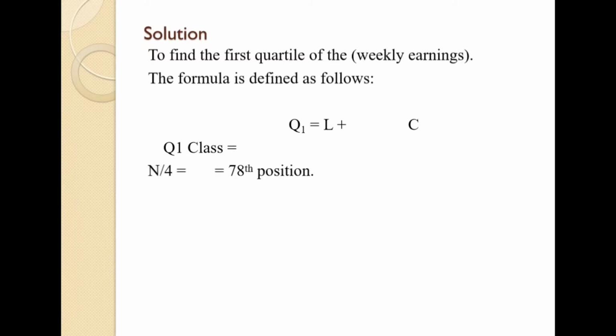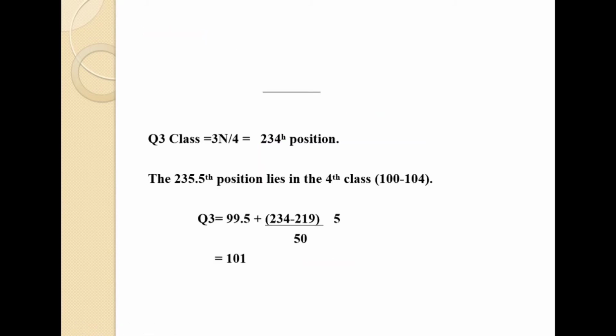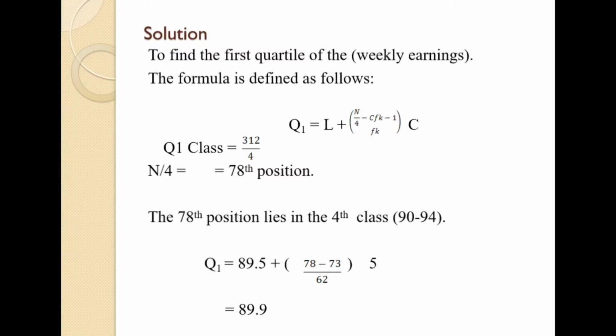Remember that the formula for the quartile still remains Q1 equals L1 plus, open bracket, N over 4 minus CF of K minus 1, all over F of K, into bracket C. Do not forget this formula. Your N over 4 is your quartile class, and L1 is the lower class boundary of your quartile class.